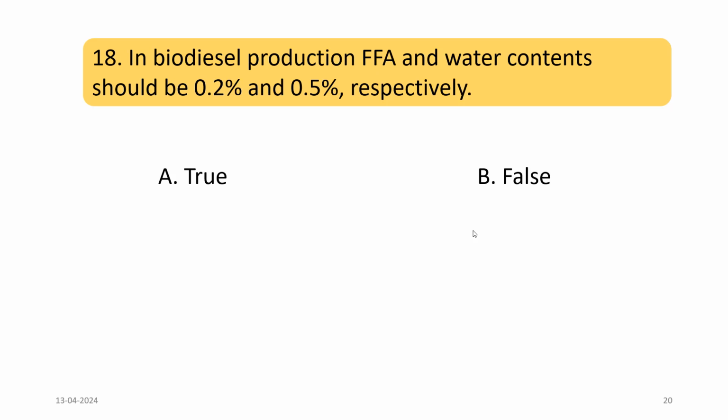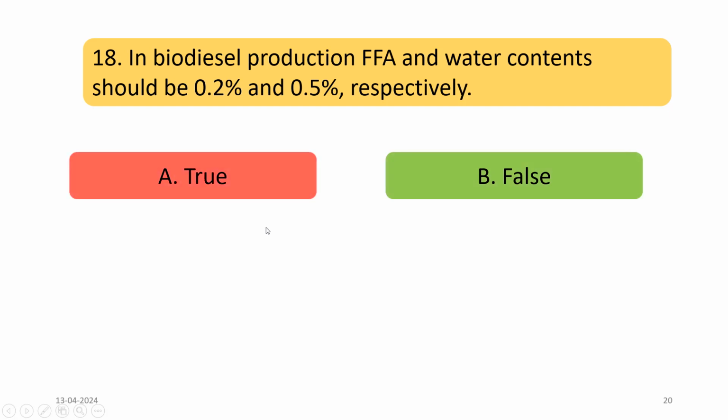So this is the question. In biodiesel production, FFA and water content should be 0.2% and 0.5% respectively. Is this true or false? It is false because the FFA concentration should be 0.5% and water concentration should be 0.2%. So this is just the reverse of what I have asked. That is why it is false.